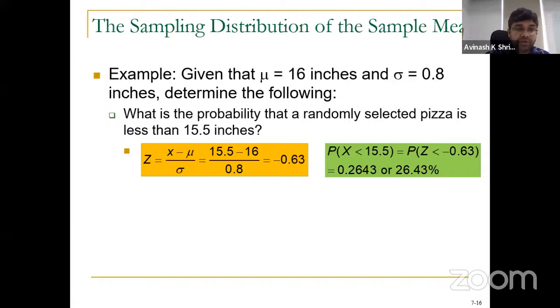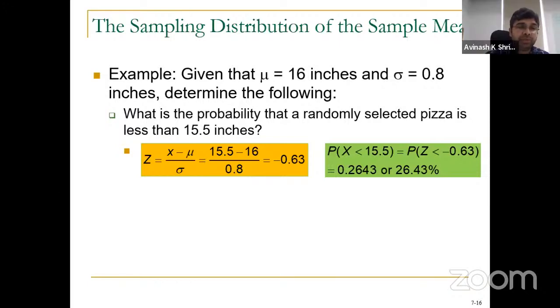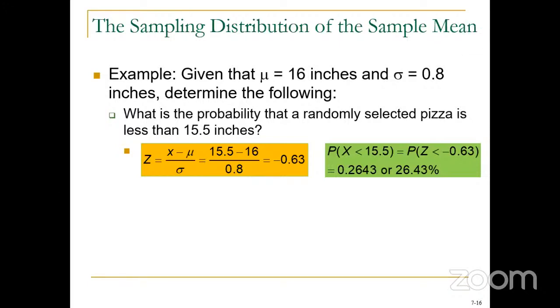If it is more than 0.63, that means we have to subtract 0.5 minus the area for 0.63. It comes in the right side, the small part. Yes. It will come in the right hand side. Thank you, sir.